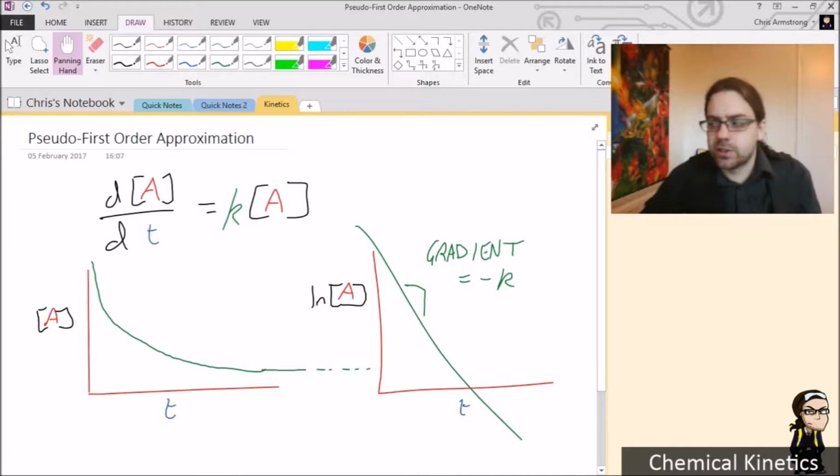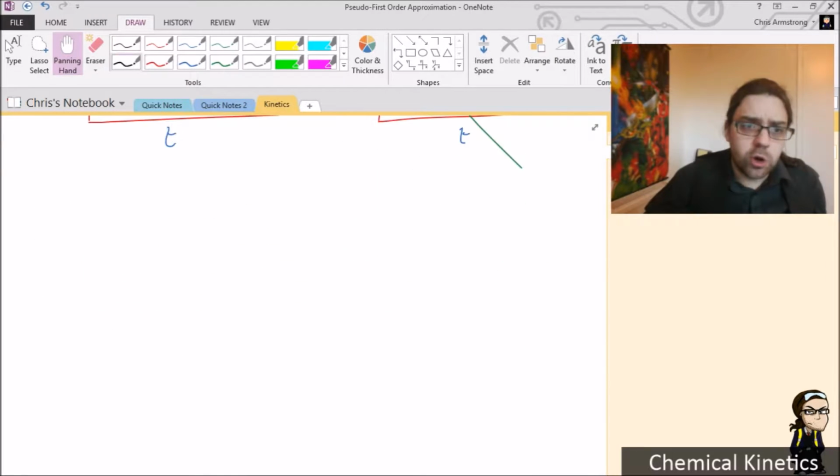But first order reactions in chemistry are in fact quite rare, or at least they're rarely interesting. I mean, come on, it's just a dissociation. They're not going to be very useful to us. So we need to look at more complicated kinetics.